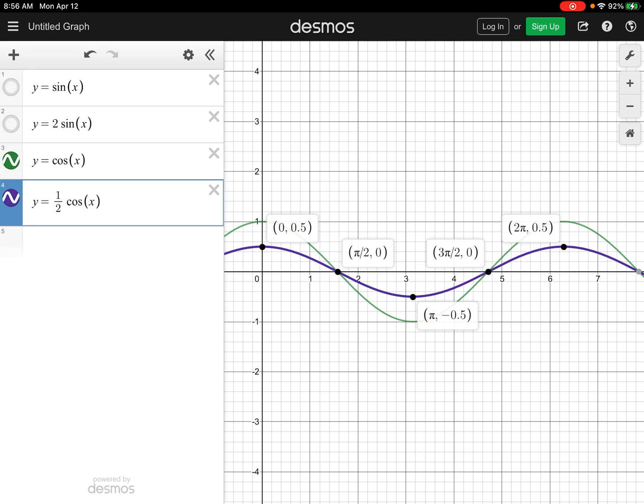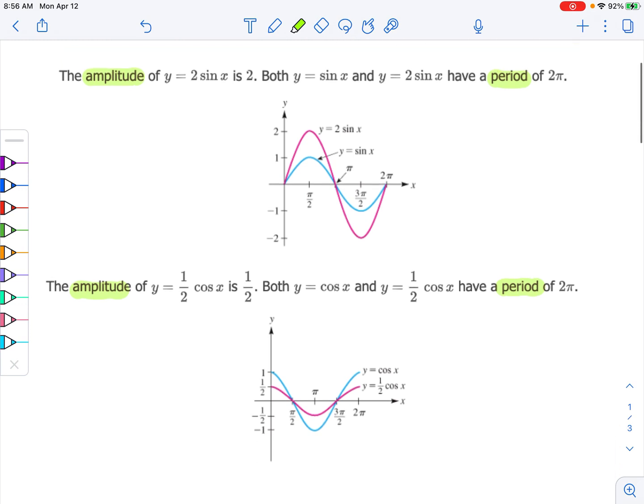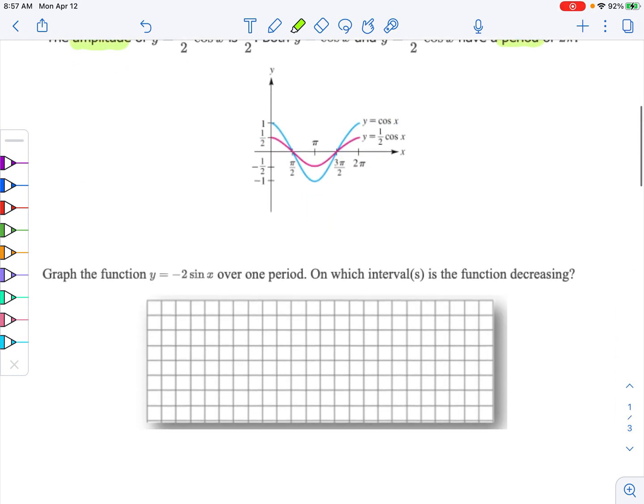So very cool to see these visuals. That's the amplitude. The period is still the same. It doesn't expand at all. It has the same period. So back to some examples. Let's now graph the function y equals -2 sine x over 1 period. On which interval is the function decreasing?